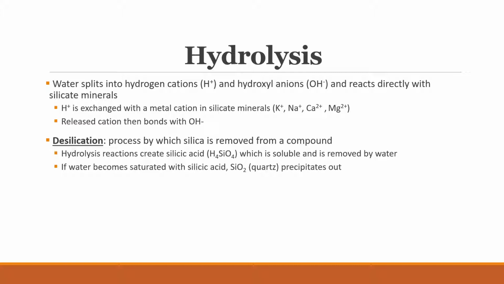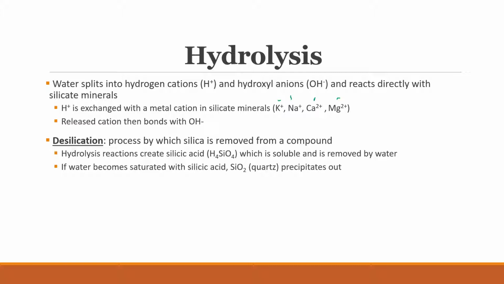Hydrolysis is, again, looking at water. Water splits into hydrogen cations, so H+, and hydroxyl anions, OH-. And these cations and anions will react directly with the silicate minerals. Silicate minerals tend to be highly resistant to weathering, but hydrolysis is one chemical process that can work to break down our silicate minerals. H+ is exchanged with a metal cation in silicate minerals, either potassium, sodium, calcium, or magnesium.